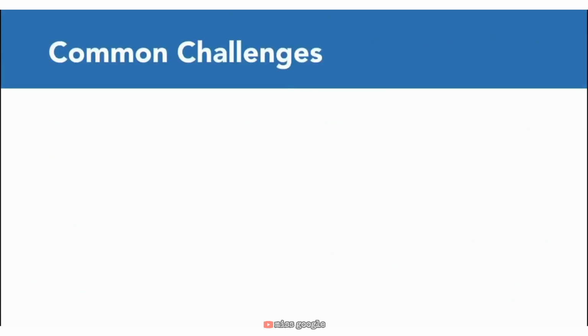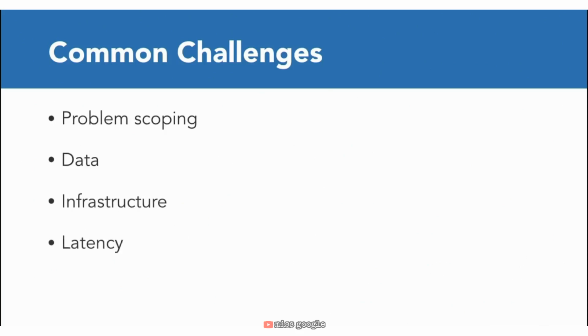So in thinking about common challenges we run into with machine learning, they tend to fall into 4 high-level categories: problem scoping, data, infrastructure, and latency. We'll walk through these high-level groups one by one, and I should clarify that these aren't necessarily blockers so much as they are just simply things to look out for when you're trying to solve a problem using machine learning.